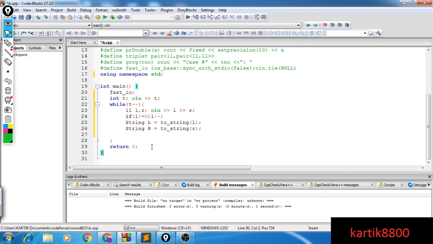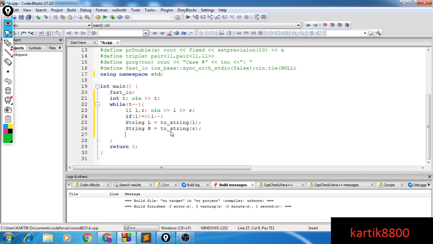I've already written some boilerplate code so that we don't waste much time. Overall, I'm taking input of L and R. Basically, we were finding out the answer for R and the answer for L minus 1. So if L is anything, I will make L equal to L minus 1. But if L is 0, then let it be 0. I don't have to deal with that case.